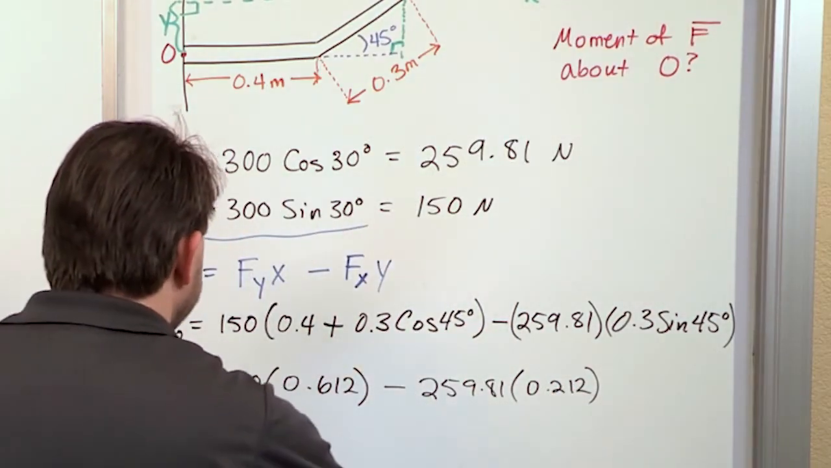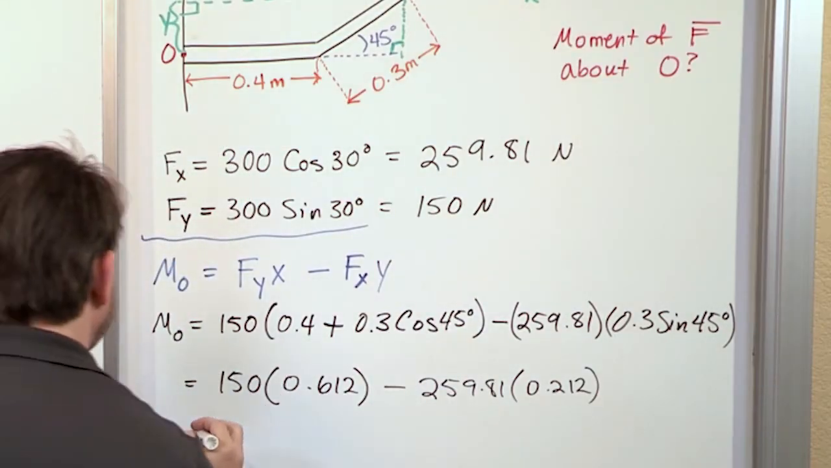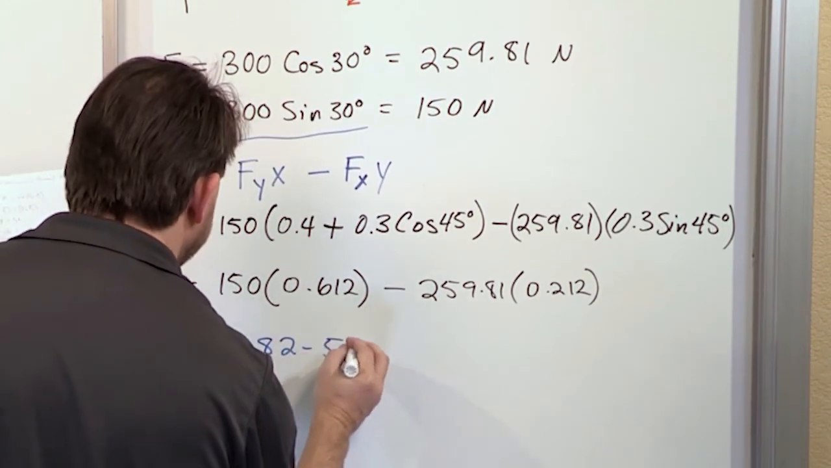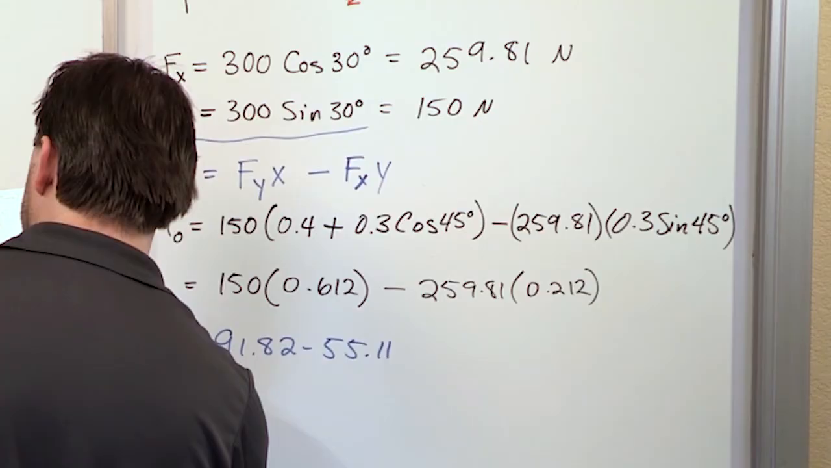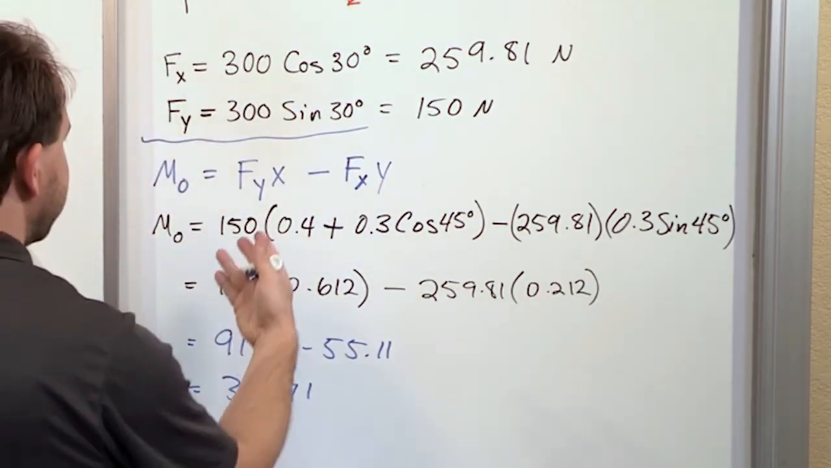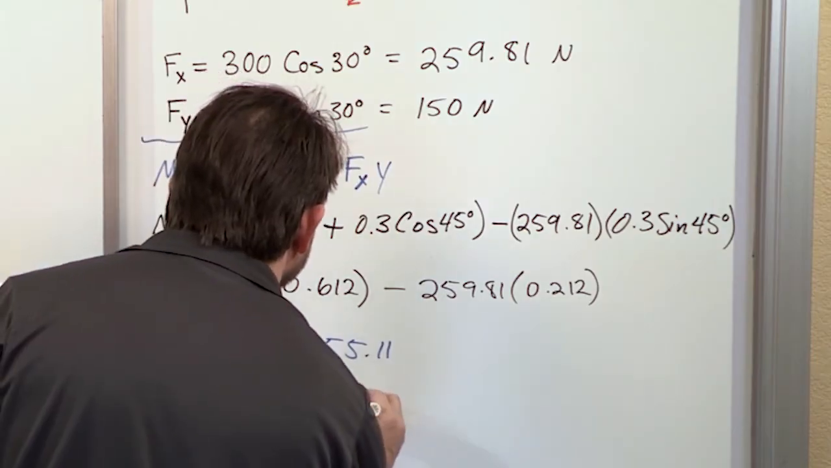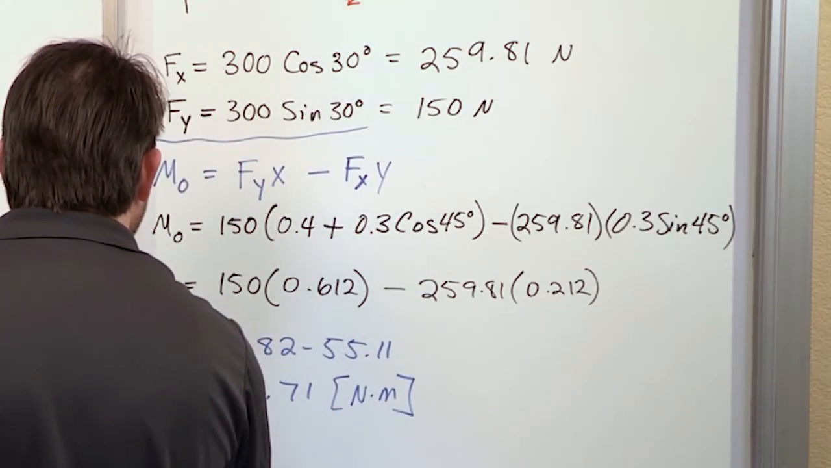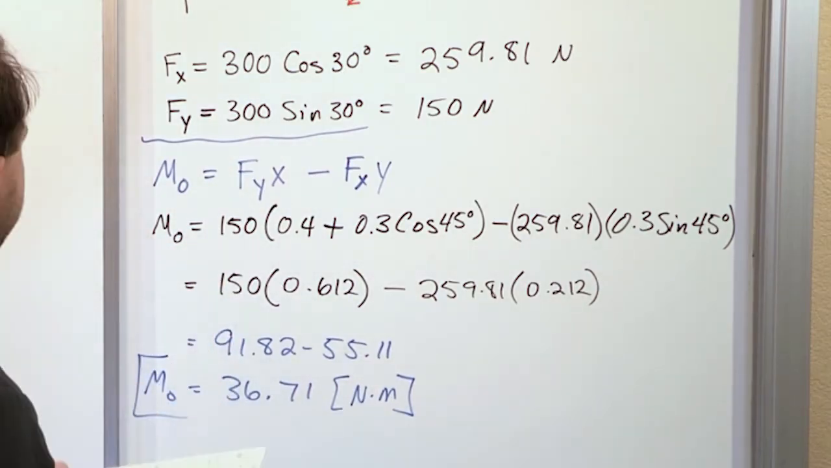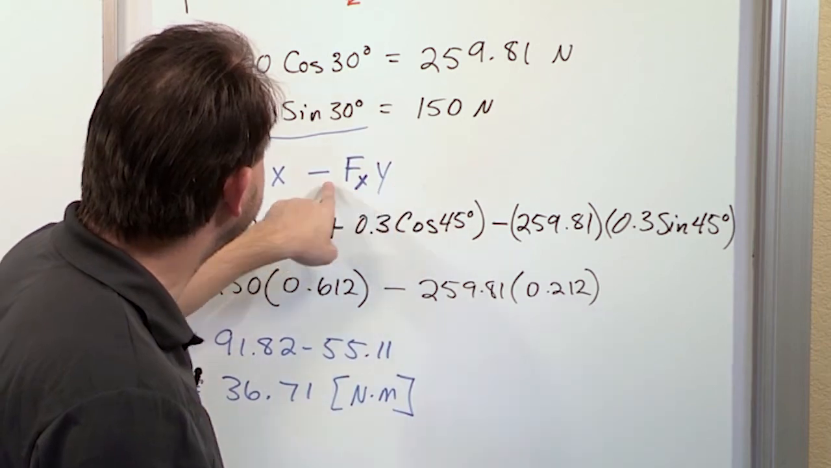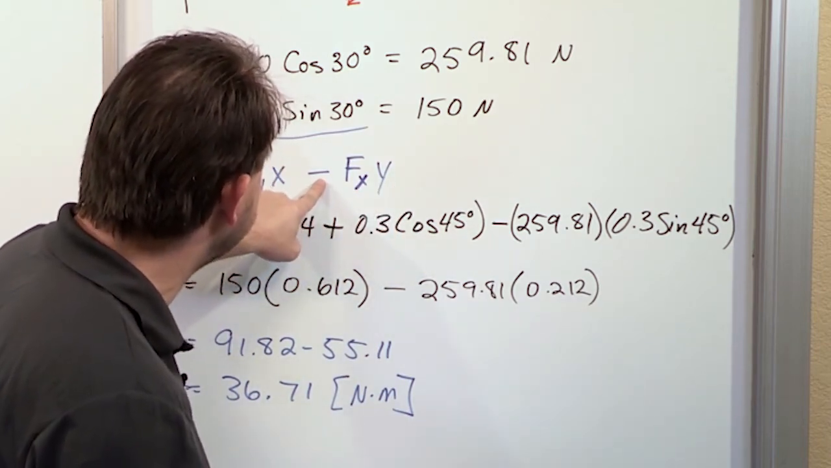I'll switch colors and write the final answer here. What you get is 91.82 minus 55.11, and then you get 36.71. We're dealing with newtons and meters, so the unit is Newton meters. Now notice that I kept track of the signs of everything here because I looked at this and said this is going to make a positive moment. We looked at this and said it's going to make a negative moment. That's why the negative sign's there.